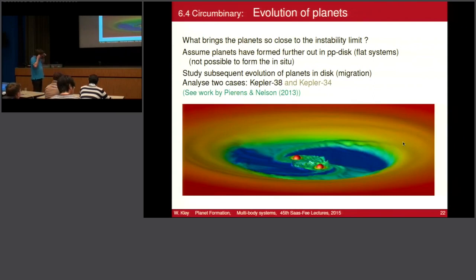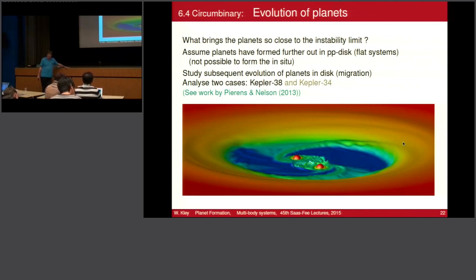Okay, we assume that the planets have formed further out in the disk, and then been brought into this location by a migration process. There are several papers now, I will not cite any of those, that have shown that it's very difficult to make these planets in situ, because the perturbations of the disk are just too large.